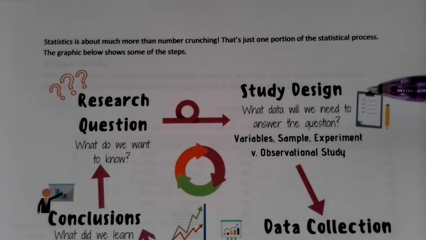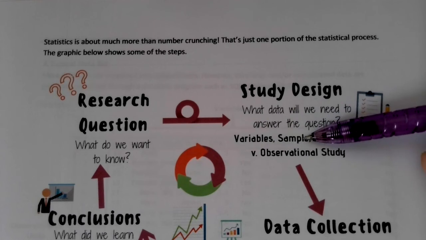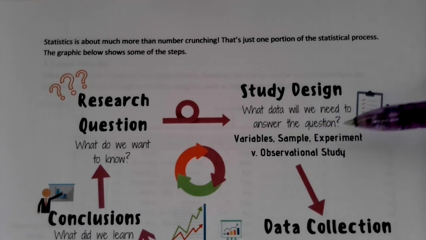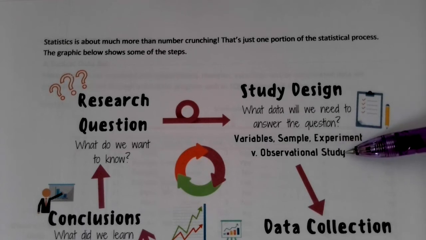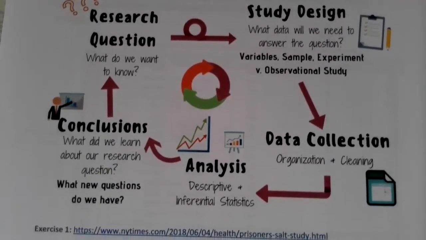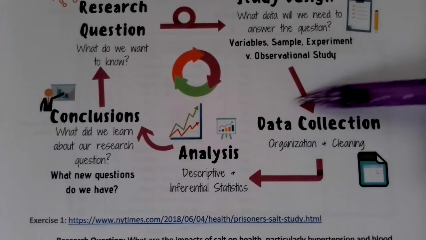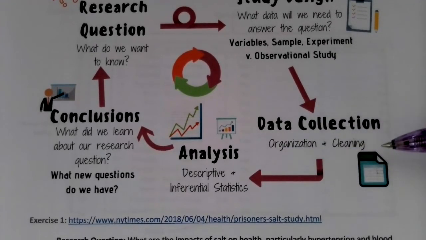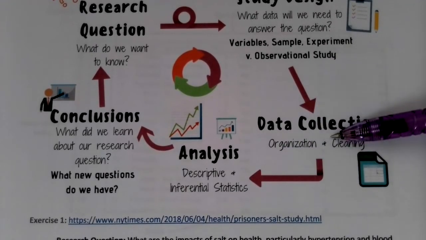Then the sample: how do we reach our people, and who are we actually reaching? And then what type of study is it? Is it an experimental versus an observational study? We're going to be talking about this a little later, so if you don't understand those terms, it's okay. Then we actually go ahead and collect our data. We're going to clean it and organize it.